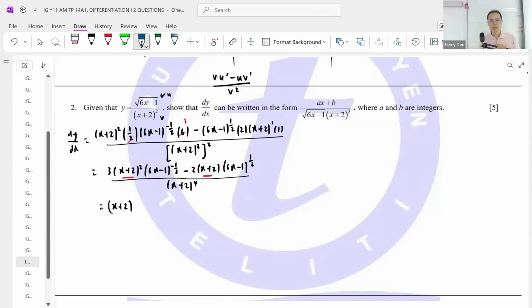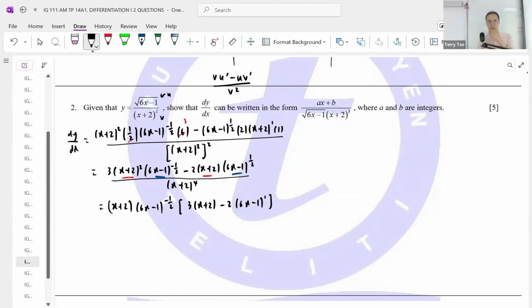The second common factor is 6x minus 1. When you have power negative half and power half, we take out the smaller one, being negative half. So you're left with the 3. But the x plus 2 squared, when you divide by x plus 2, you still have one more x plus 2. But for the second one, the x plus 2 is completely taken out. You still have 6x minus 1 power 1.